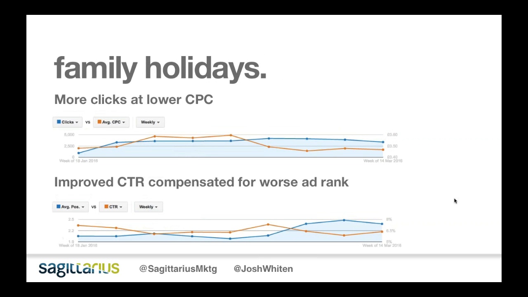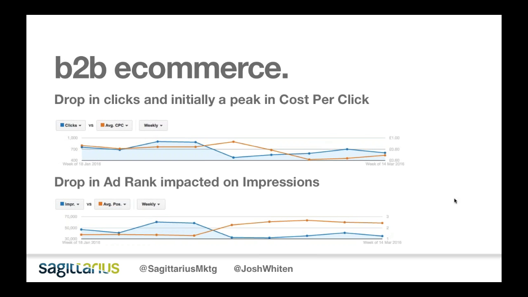Looking at another sector, family holidays this time, you can see that the change was a bit more pronounced. So again, on the top graph, you can see clicks, and in this case, the average cost per click. And you can see that there was definitely some impact of the change here. The bottom graph shows that they did see a worsening advert rank, ad position, but they managed to get a better click-through rate. So even though they're appearing slightly lower down, it was compensated for by an improved CTR.